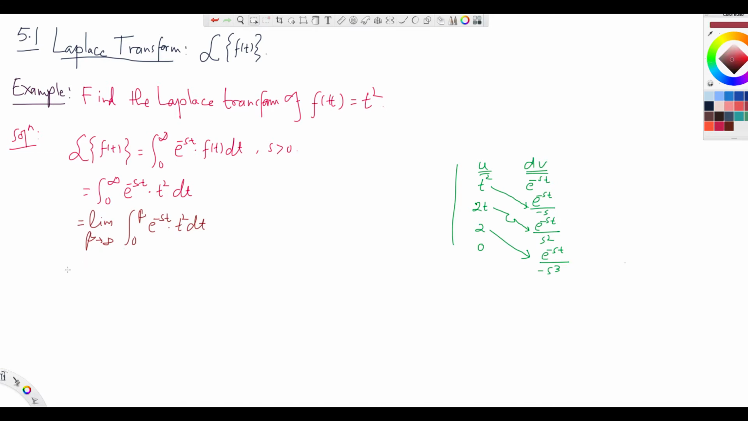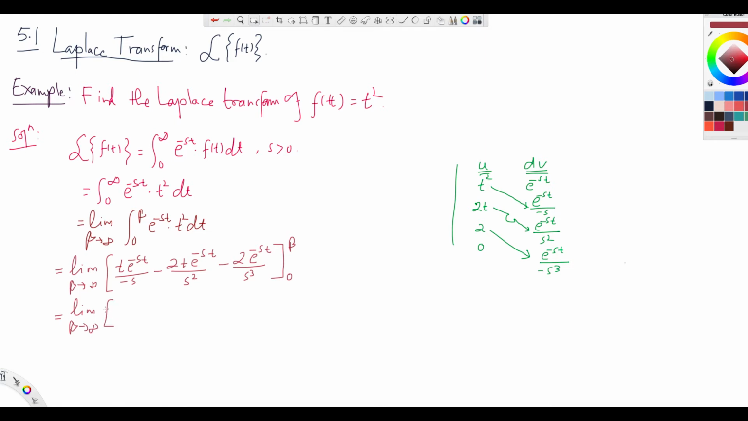So what we do is multiply this with positive sign, this with negative sign, this with positive sign. So this becomes limit beta tends to infinity of t times that, which is t e to the negative st over negative s, and then minus 2t e to the negative st over s squared, and then minus again, because this times that is a positive multiplication but there is a negative sign, so 2 e to the negative st over s cubed. You see that? The limits are 0 to beta.